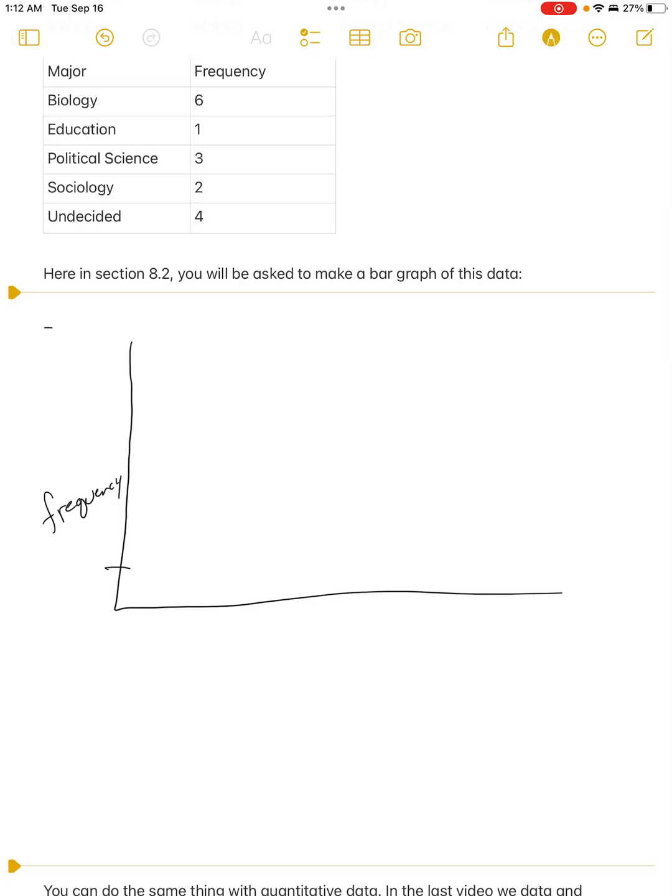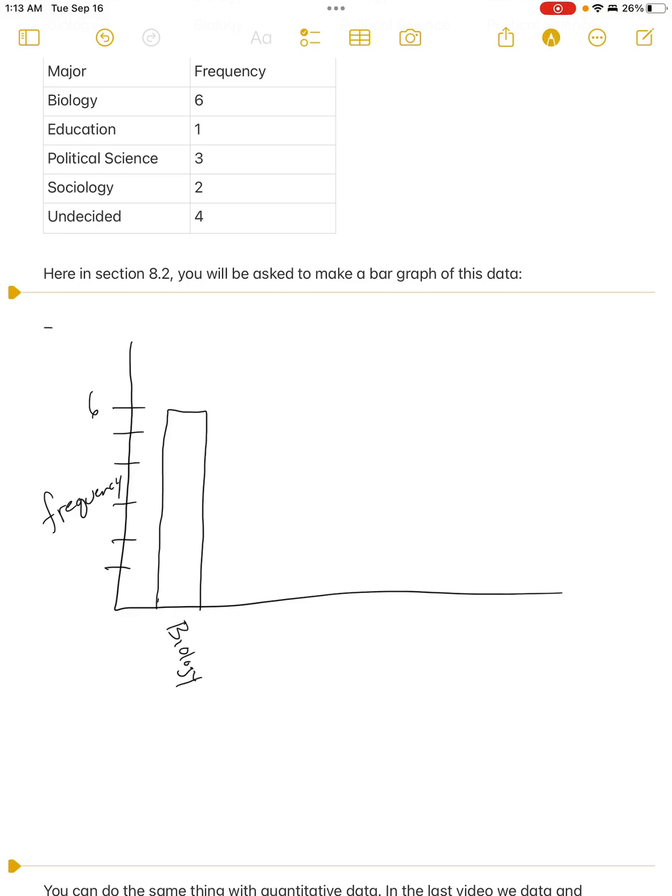So we see frequencies from 1 to 6: 1, 2, 3, 4, 5, 6. Now, ideally, they're the same distance in between. Doesn't look like I did a great job there, so don't stress. I don't model perfection. You don't have to use graph paper, but if you love to use graph paper, please do so. Then we're going to look at the very first major, which is biology, and draw a bar that represents biology, going right up here to the 6 height, because we knew that biology was 6.